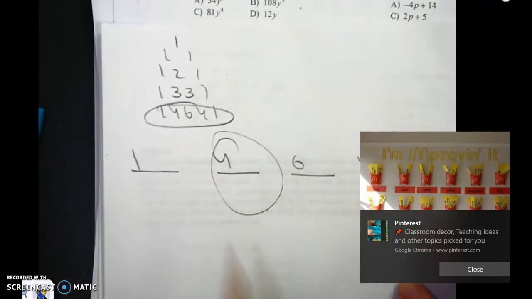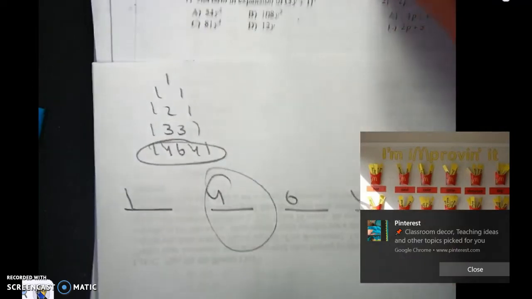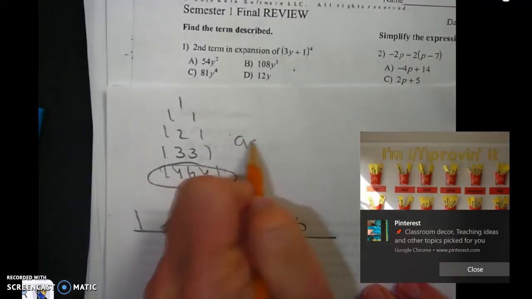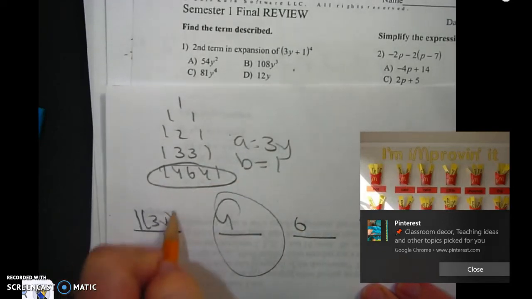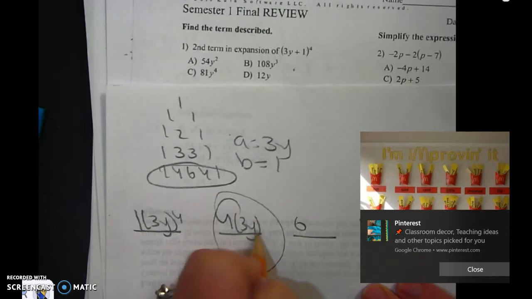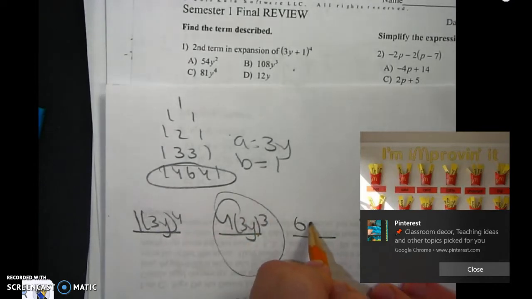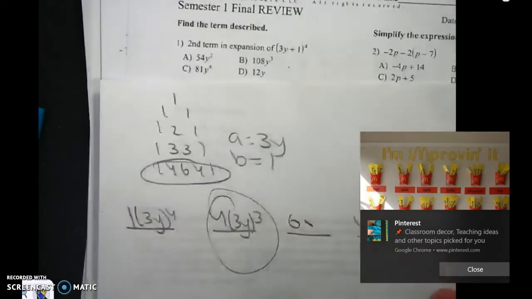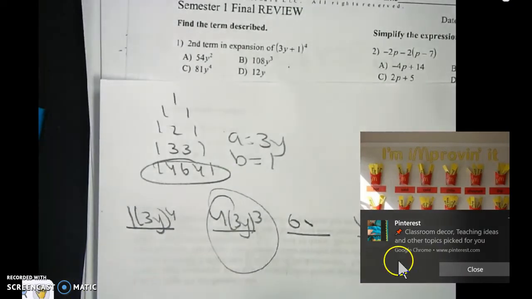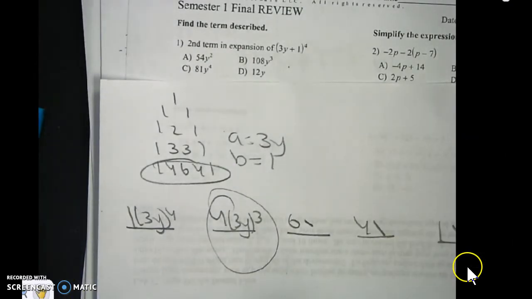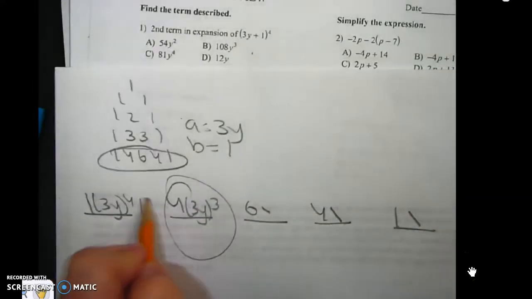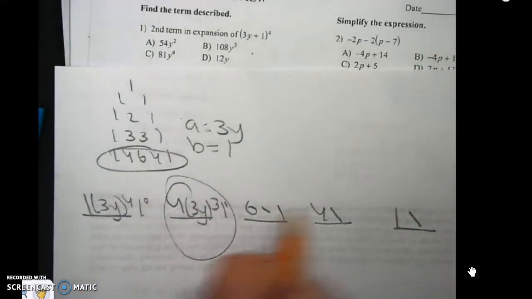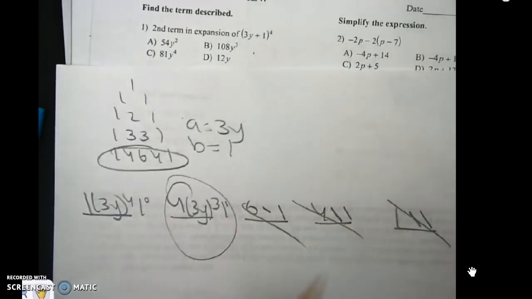They want the second term, so I'm going to circle that to focus on it. And it's 3y, so my A is 3y and my B is 1. So this is 3y to the fourth. This is 3y cubed, 3y squared, 3y to the first, 3y to the 0. Okay? Now let me close this. Hold on. I don't know if you can see that. And then we have the 1. So 1 to the 0, 1 to the first, 1 squared, 1 cubed, 1 to the fourth. None of that stuff matters.